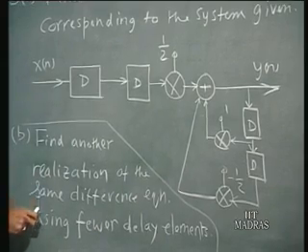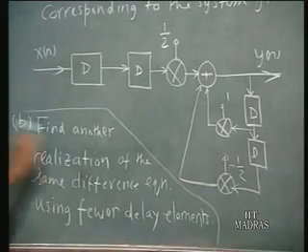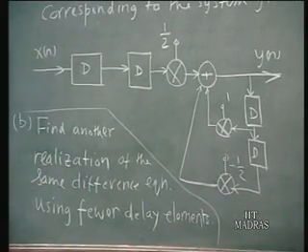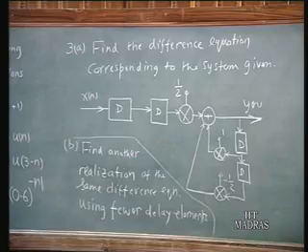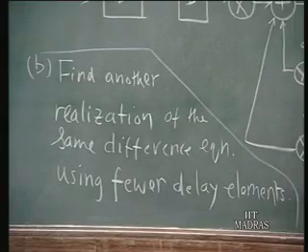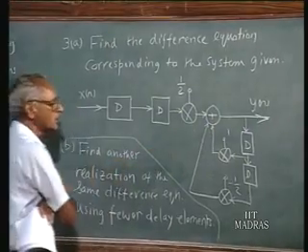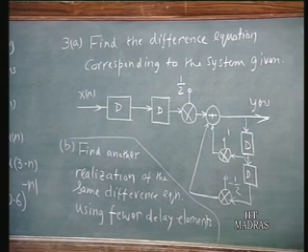Find another realization of the same difference equation using fewer delay elements. You will observe that this is going to be a second order difference equation. So, in principle a second order difference equation can be realized with 2 delay units. We have used 4 units here. So, you try to find out another discrete time system which realizes the same difference equation, but using fewer delay elements.